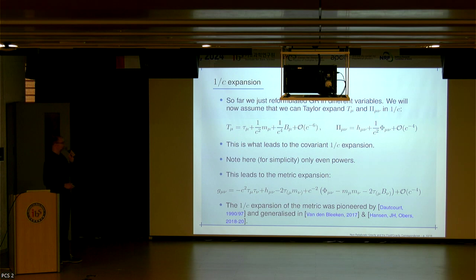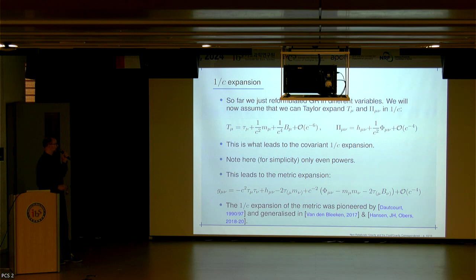Another assumption, which is really one of simplicity and not particularly important, is that I'm only using even powers. You should, in general, also include odd powers if you want to study radiating systems, like production of gravitational waves. Then you have retardation effects, and retardation is captured by the odd powers in 1 over c. But we will not be needing that for our purposes, so I'll leave them out for simplicity.